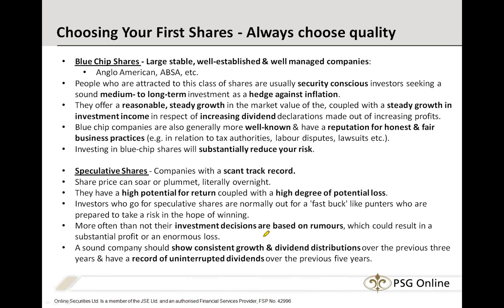When we talk about the blue chip shares, you can say the top 40 stocks and the next 60 companies, what they call the mid caps. We talk about speculative shares. These are the shares that haven't been around for so long, less than 5 years. They haven't got so much of a track record. The prices are very volatile. The prices can go through the roof and also fall through the floor literally overnight. So you have this high potential for return, but also a high degree of loss. This is where a lot of private investors like to get involved in these little penny stocks.